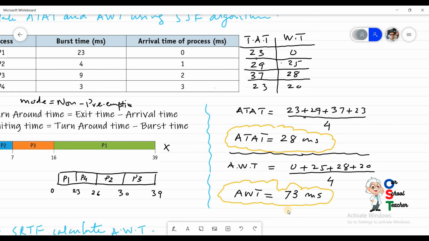In today's lesson we have discussed only two algorithms for process scheduling. One is first come first serve, and the second one is shortest job first. In the next class, inshallah, we will see the rest of the algorithms. These are round robin and shortest remaining time first.